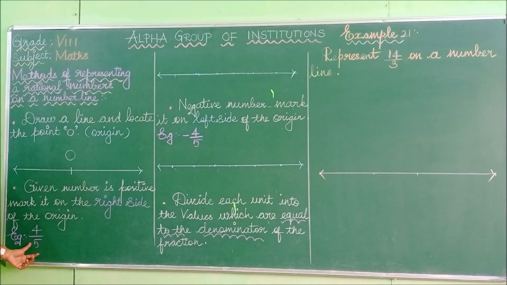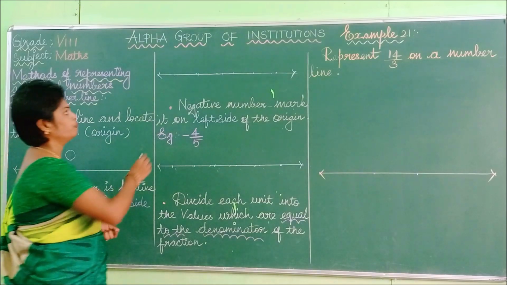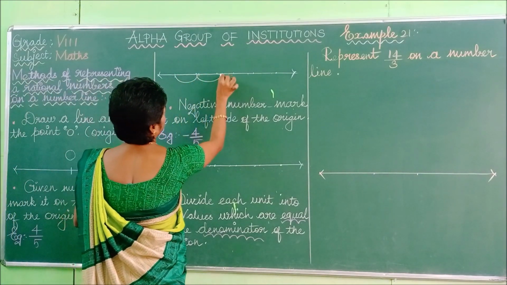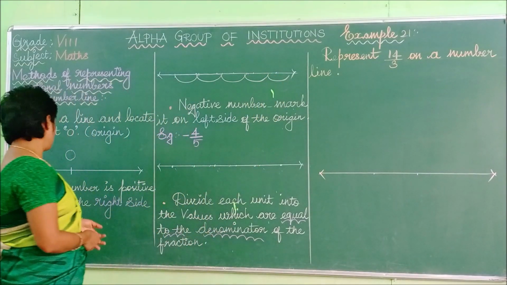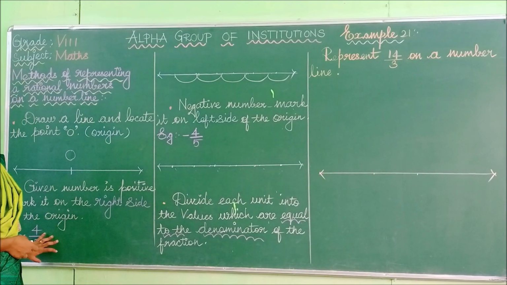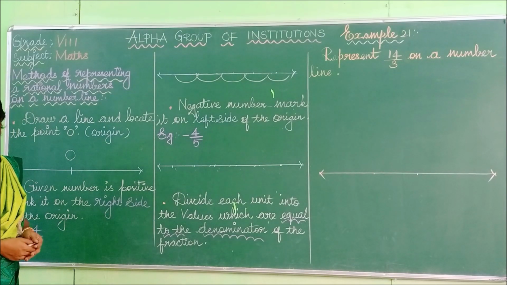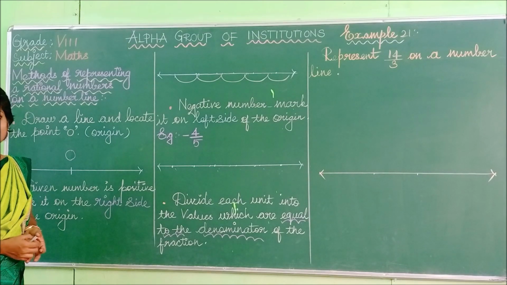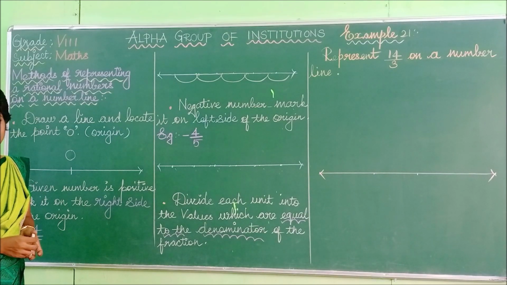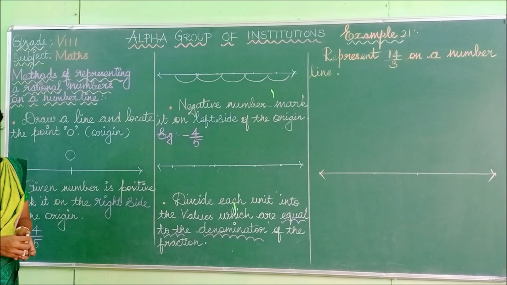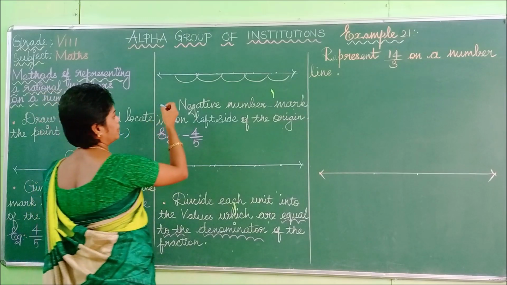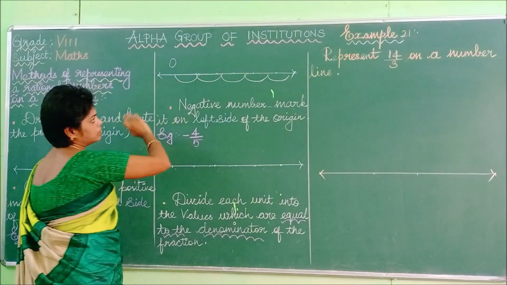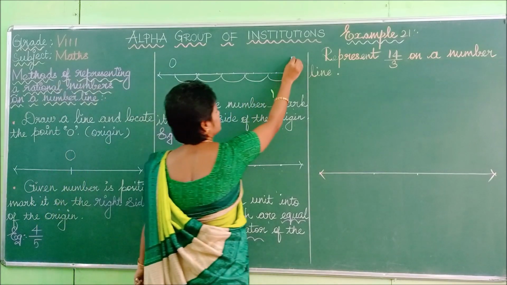Here our denominator is 5, so you have to divide the unit into 5 parts: 1, 2, 3, 4, and the last one is 5. Is it a proper fraction or an improper fraction? It is a proper fraction because the numerator is less than the denominator. The rational number lies in between, that means greater than 0 and less than 1.